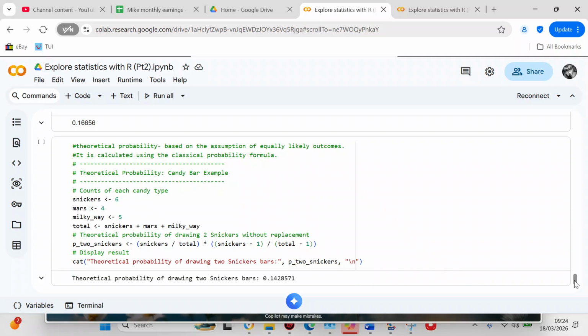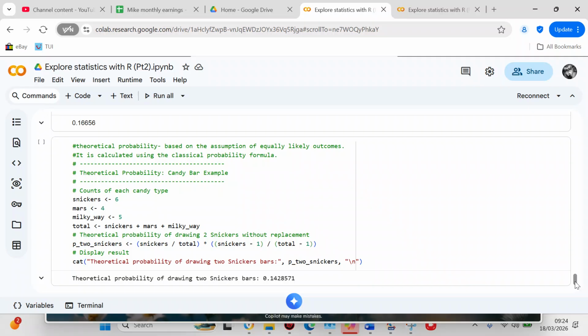And so basically the first probability is going to be 6 divided by 15. And then the second probability is going to be 6 minus 1 divided by 15 minus 1, so it's going to be 5 divided by 14. So you're going to have 6 divided by 15 times 5 divided by 14. So 6 times 5 is 30, and 5 times 14 is, I think, 56. So it would be 30 divided by 56.